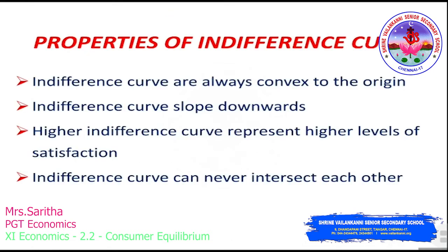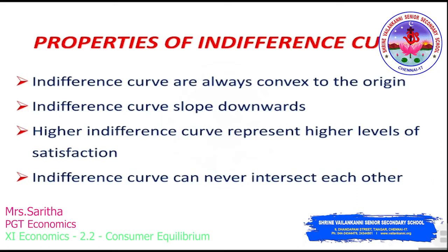Properties of indifference curve. There are 4 properties. Indifference curves are always convex to the origin. Indifference curve slopes downwards. Higher indifference curve represents higher level of satisfaction. Indifference curves can never intersect each other. So the first one, indifference curves are always convex to the origin. An indifference curve is convex to the origin because of diminishing marginal rate of substitution. The marginal rate of substitution declines continuously because of the law of diminishing marginal utility. Therefore, indifference curves are convex to the origin. It must be noted that MRS indicates the slope of the indifference curve.